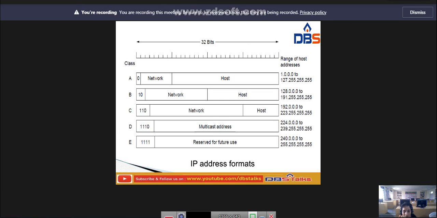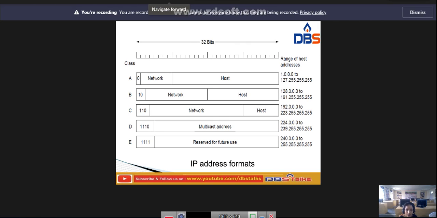Also supported is multicast, the class D format, in which the datagram is directed to multiple hosts, with addresses beginning with 1110. Addresses beginning with 1111 are reserved for use in the future. Okay. So, this is the working of the IP address format.